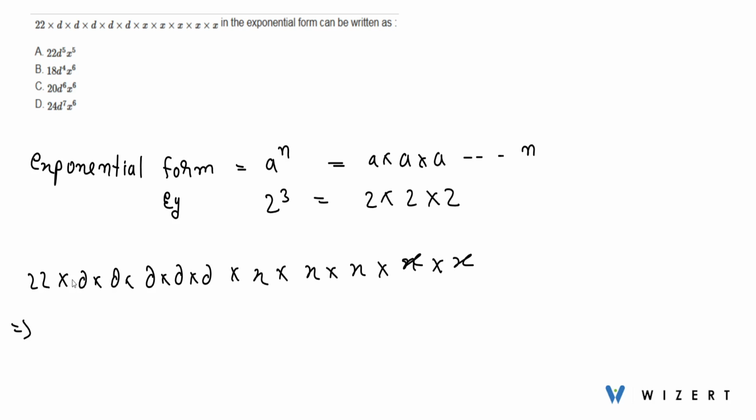So what we can do is put a parenthesis before the terms of d and x. So we will have 22 multiplied by, see, there are 5 d's and they are connected with each other with the multiplicative operator, so we can write it in the form of d raised to the power 5. And similarly, there are 5 x's and they are also connected by each other with the help of the multiplicative operator, so we can write it in the form of x raised to the power 5. So the final expression gets converted to 22 d raised to the power 5 x raised to the power 5. So this will be our final required answer.